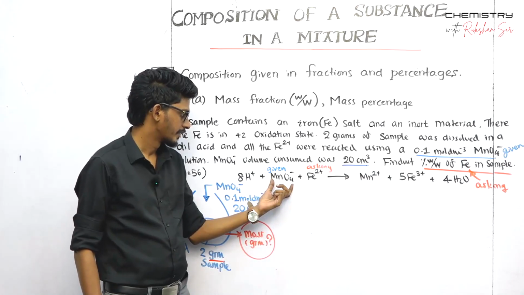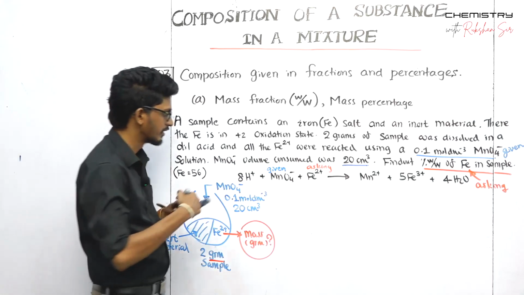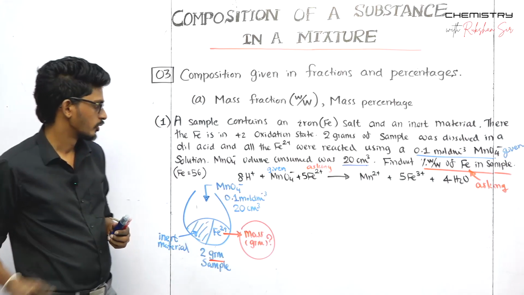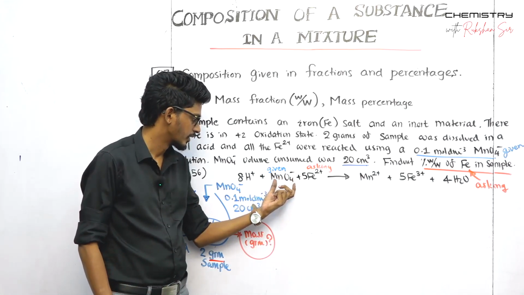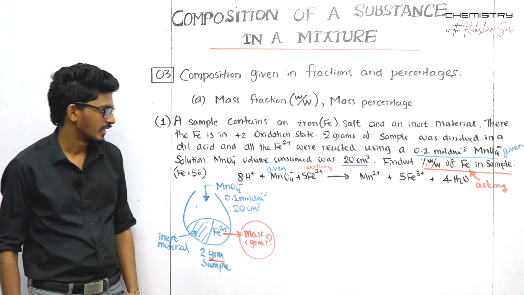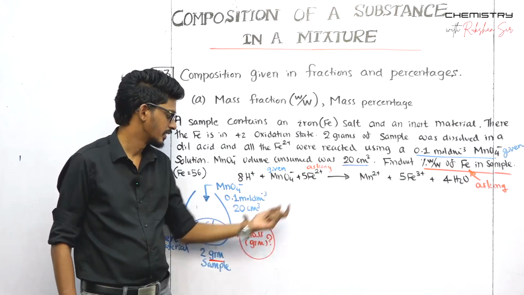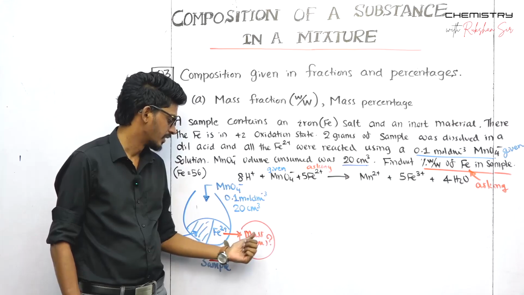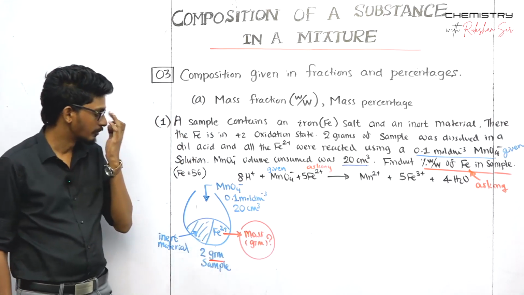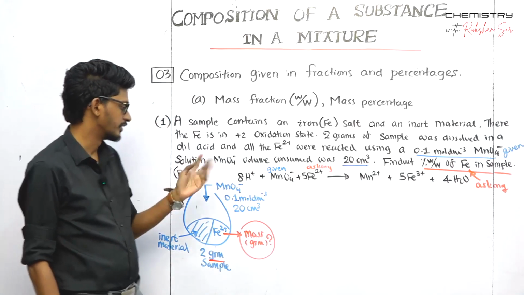After that, the two species are in a 1 to 5 ratio. So after finding the number of moles of MnO4 minus, you can get the number of moles of Fe2+, as those are in a 1 to 5 mole ratio. If you know the number of moles of Fe2+, you can get the grams of Fe2+ by combining that number of moles with the g mol minus 1 value. That will give you the grams ultimately. So that is the pathway of solving this problem.